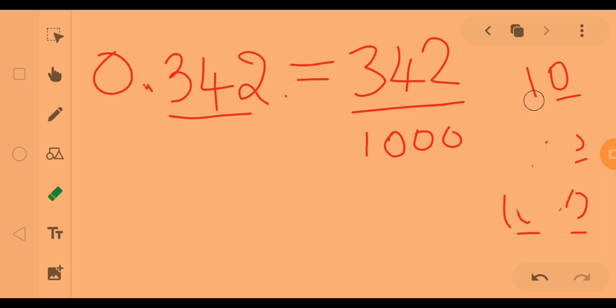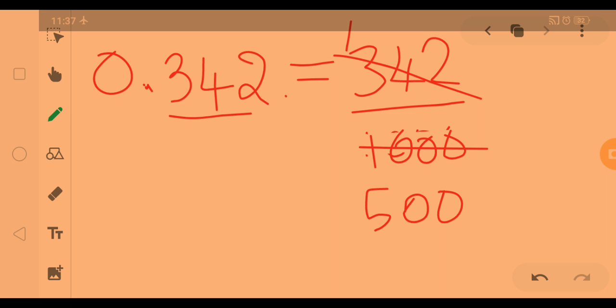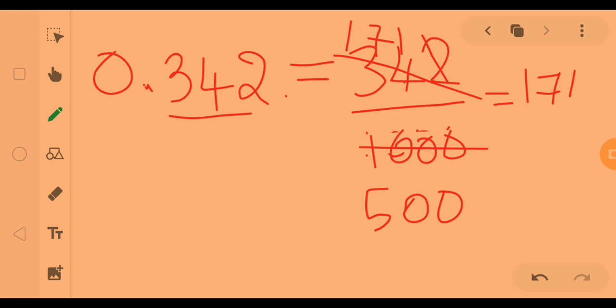Then next we will try to reduce this fraction into the lowest form. If you take half of 1000, it is 500. Then half of 342: in 3, 2 goes 1 time, remainder 1. In 14, 2 goes 7 times. In 2, 1 time. So we have 171 upon 500, and 171 upon 500 is in the lowest form.